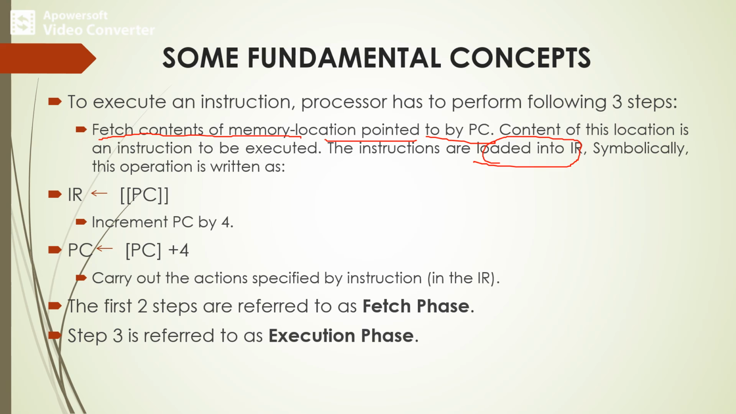Symbolically, the operation can be written as follows. During the fetch phase, the content of the program counter is loaded into the instruction register. After that, the content of PC is incremented by 4. That means the new value of PC becomes PC = PC + 4 in order to fetch the next instruction. These two steps are called the fetch phase.